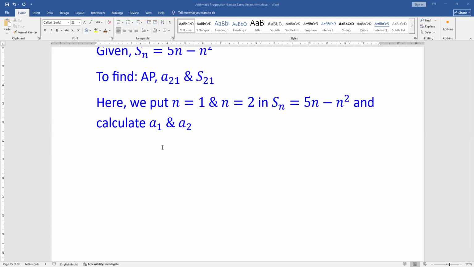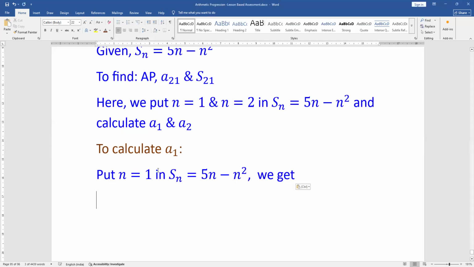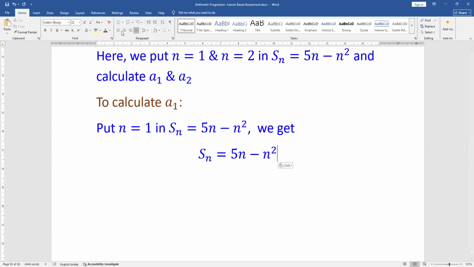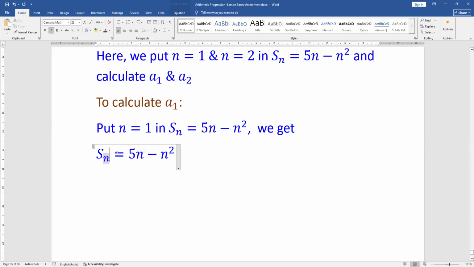First I will calculate A1. Put n equals 1 in Sn equals 5n minus n square. Taking the same formula, wherever there is n, I put 1. Then that means 5 minus 1, this will become 4.